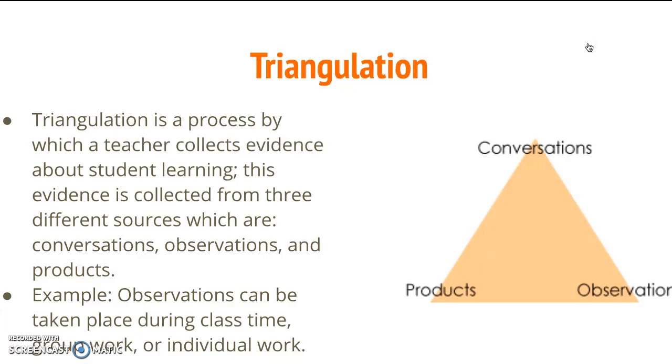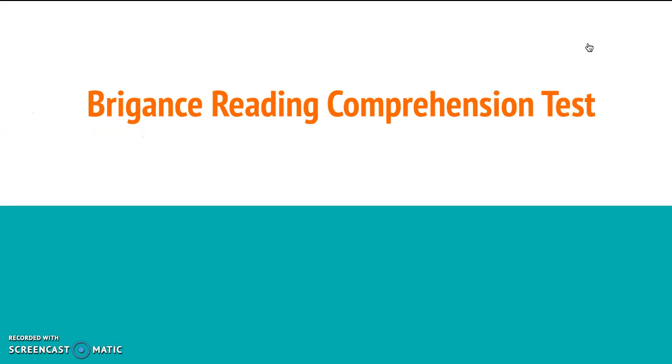Triangulation is a process by which a teacher collects evidence about student learning. This evidence is collected from 3 different sources, which are conversations, observations, and products. An example of observations is that observations can take place during class time, group work, or individual work.